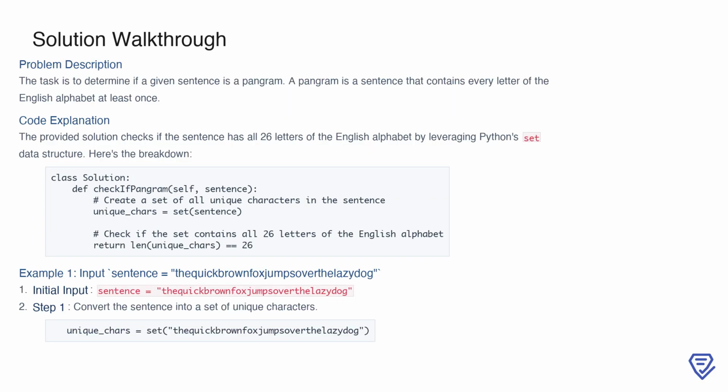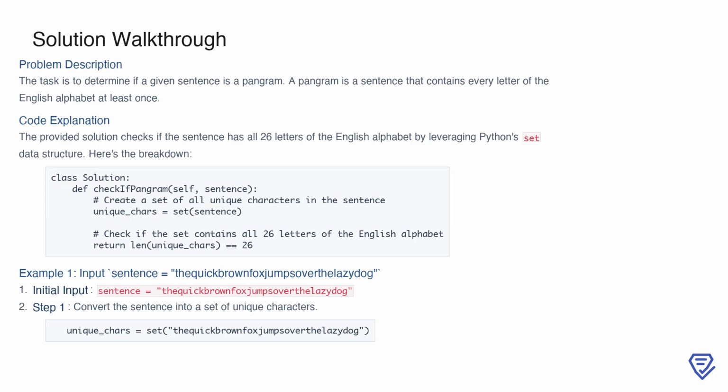In this problem, we are tasked with determining if a given sentence is a pangram. A pangram is a sentence that includes every single letter of the English alphabet at least once. To solve this, the provided solution uses Python's set data structure, which is particularly useful because it automatically stores only unique elements. Let's break down the code.